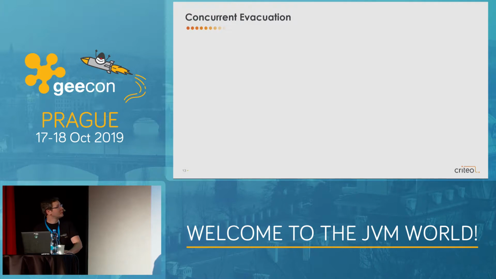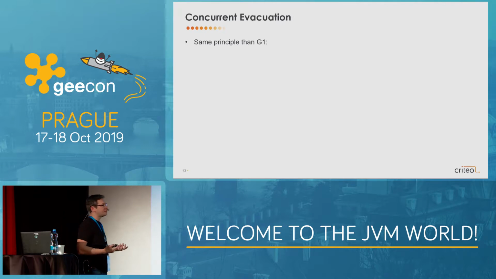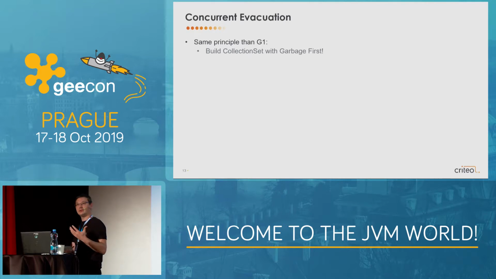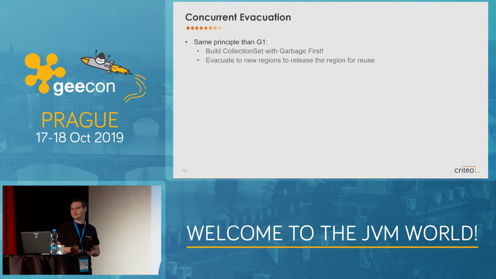We'll focus on the concurrent evacuation because it's a big deal for this. This is the same principle as G1. We are building a collection set of regions that we want to collect, but with garbage first. So we target the region with the most garbage in it to do less work and reclaim those regions faster. We evacuate those regions to release and to reuse.